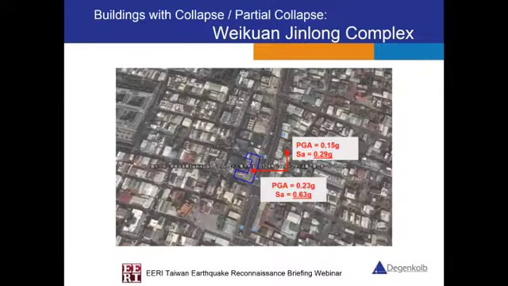So this slide shows the map view of the sites. Just to give you an idea, remember I showed the response spectrum, where the east-west component is higher than the north-south.